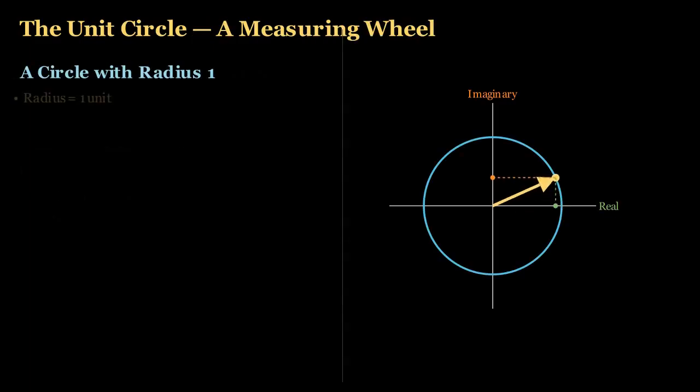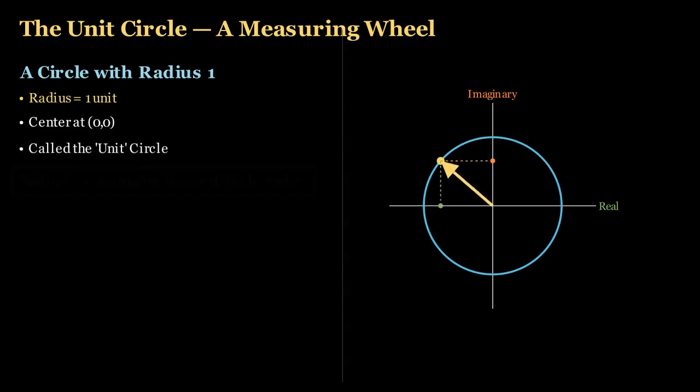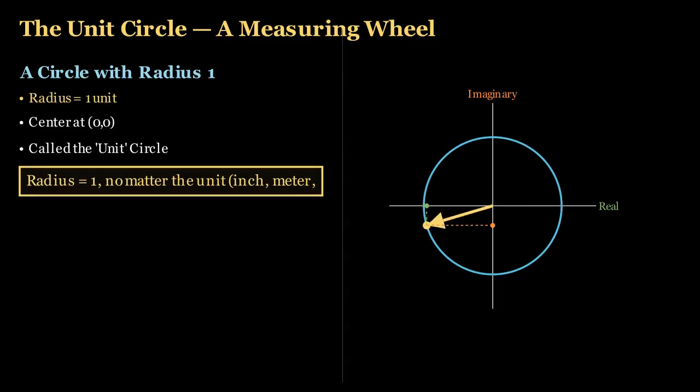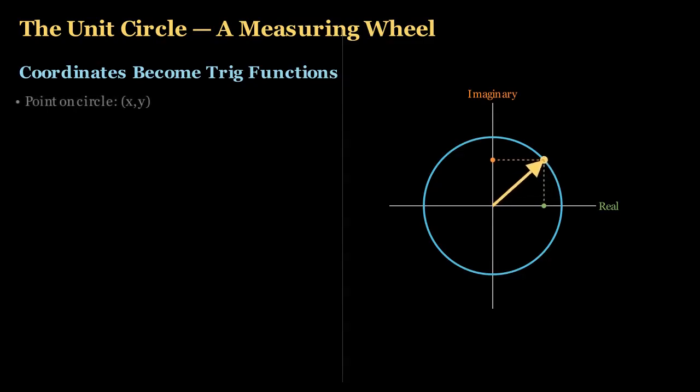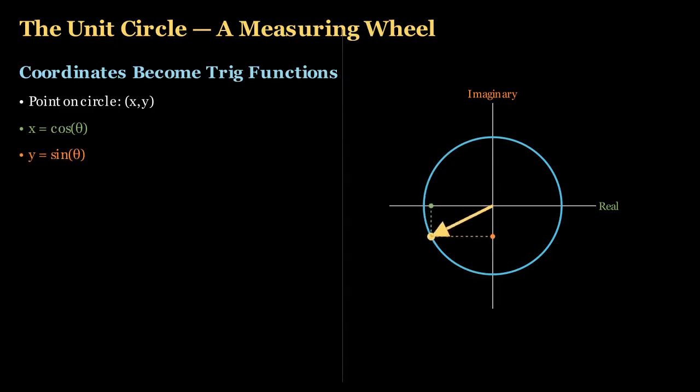We just saw a lighthouse beam sweeping the shore. Now, let's build a special measuring tool, a circle with a radius of exactly 1. We call it the unit circle, meaning 1. Any point on this circle has coordinates x, y. For a given angle, the x-coordinate is the cosine, and the y-coordinate is the sine.